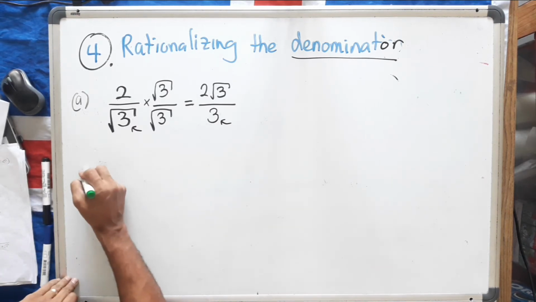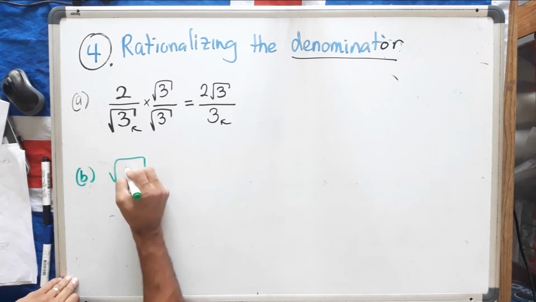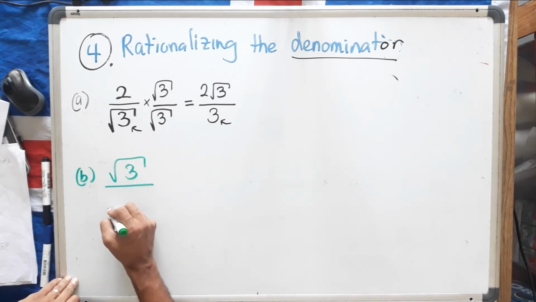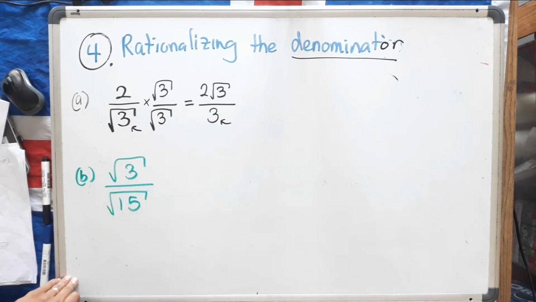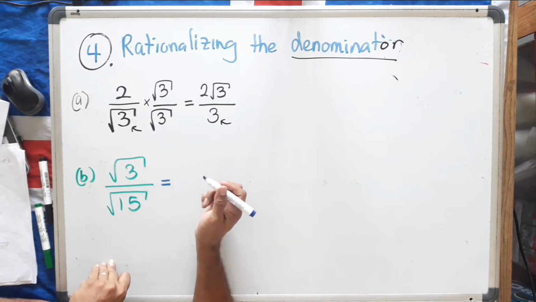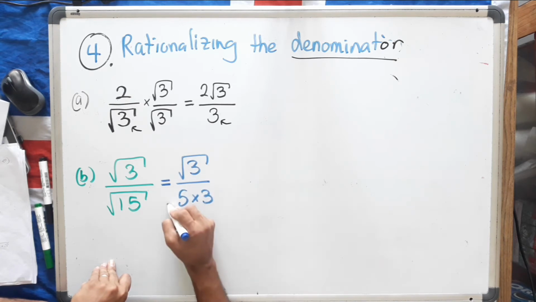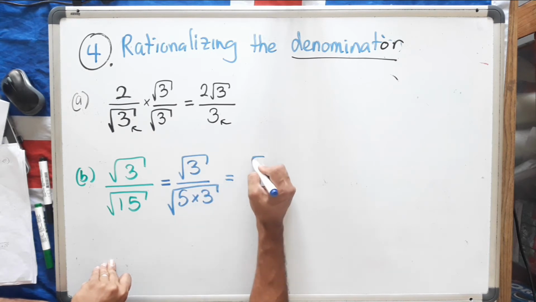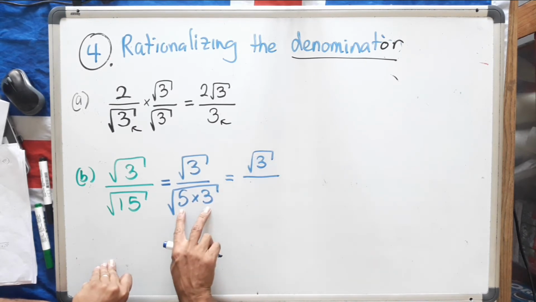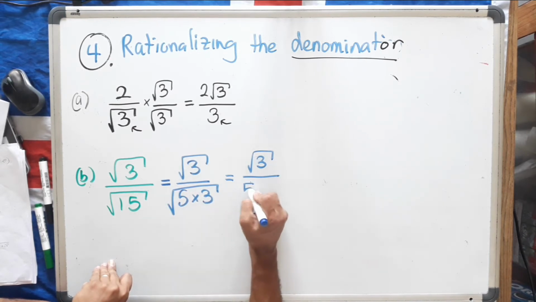Let's try another one. B. I want you to rationalize the square root of 3 over the square root of 15. All right. First of all, we should know that this could simplify even before we begin to rationalize it. We have the square root of 3, but 15 is the same thing as 5 multiplied by 3. So you should be able to do this one now. We have the square root of 3. Both of them, since it's a multiply, will get their own square root sign.